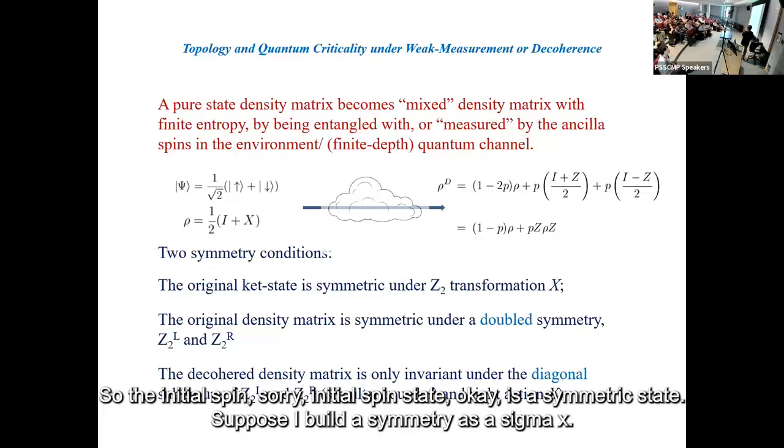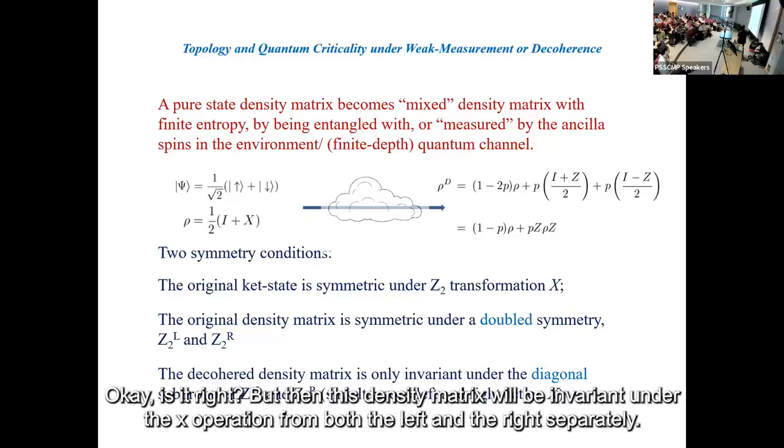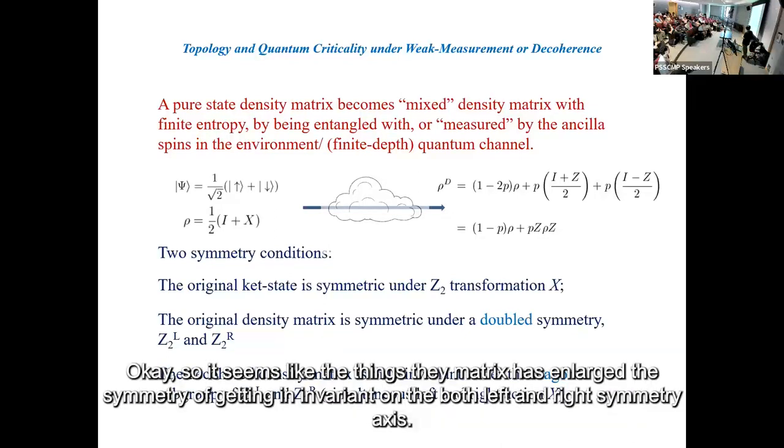Suppose I view the symmetry as sigma x. Let's say x is the Z2 symmetry generator. Then this pure state is going to be invariant under the action of the x operator from the left, is that right? But then this density matrix will be invariant under the x operation from both the left and the right separately. So it seems like the density matrix has enlarged the symmetry. It is invariant under both the left and the right symmetry actions.